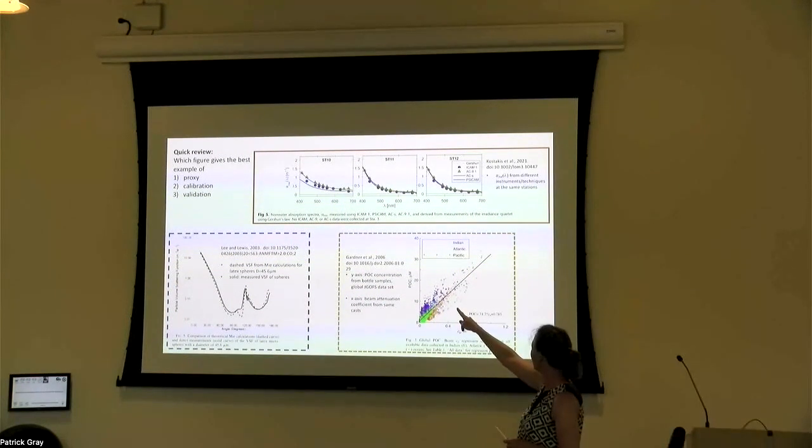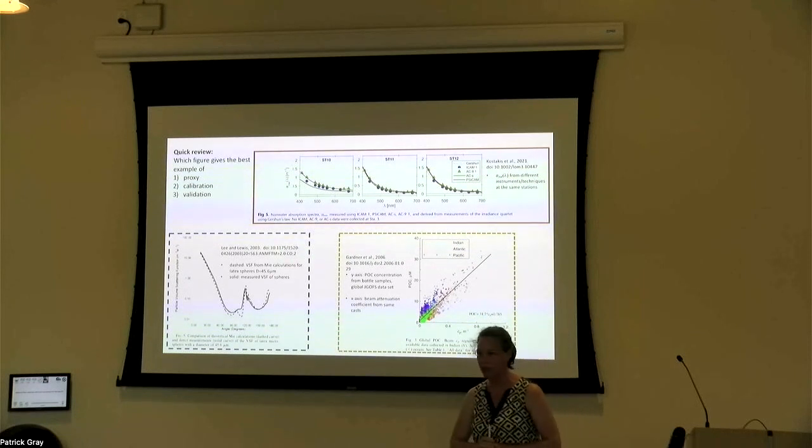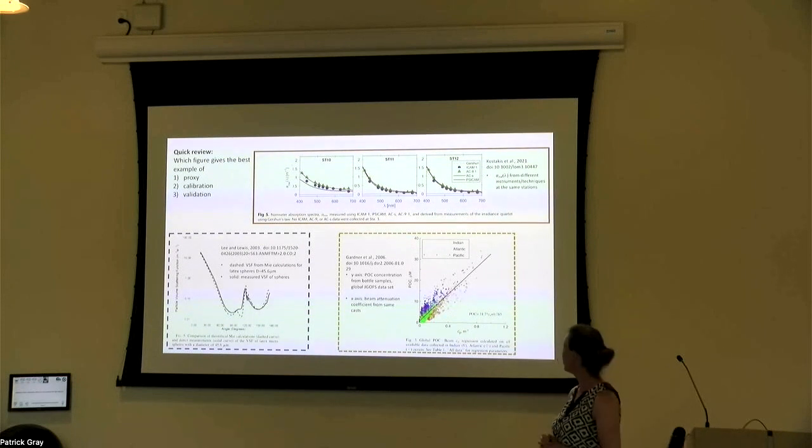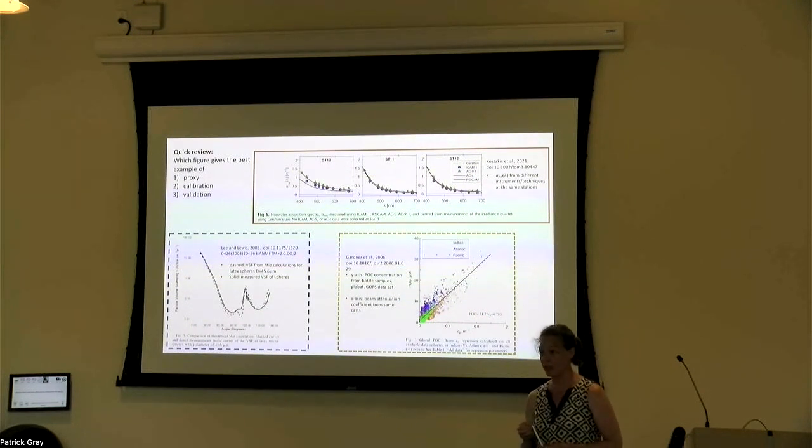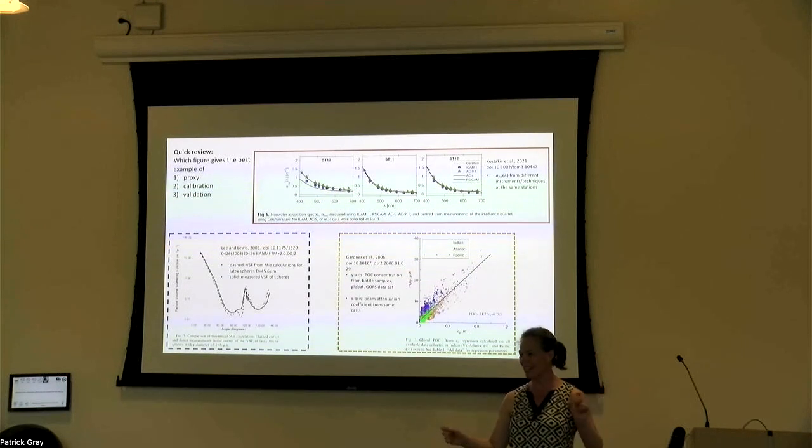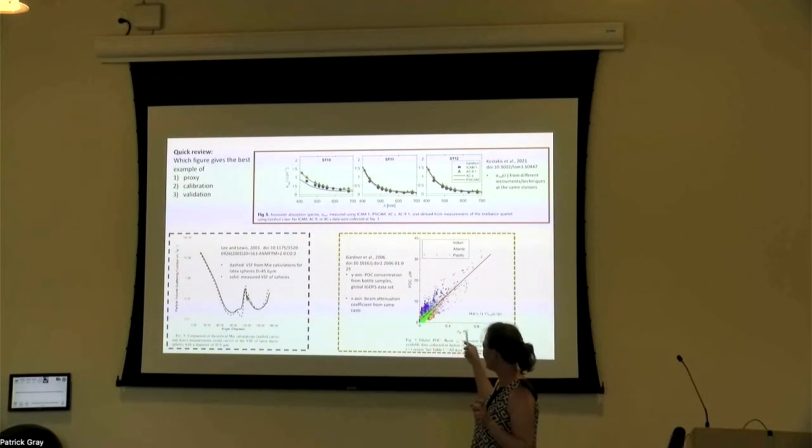The top one is non-water absorption spectra from the Estapa et al. paper that we talked about in lectures 2 and 3 in the first week. One of them is a comparison of the volume scattering function from Mie calculations for latex spheres of a certain diameter, and the measured volume scattering function of those spheres. And the one in the short dash bold box is a comparison of beam attenuation coefficients to particulate organic carbon concentrations for bottles of water. So what I'd like you to do is turn to two or three of your neighbors and decide which is the best example of which.